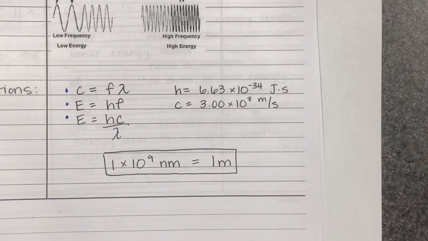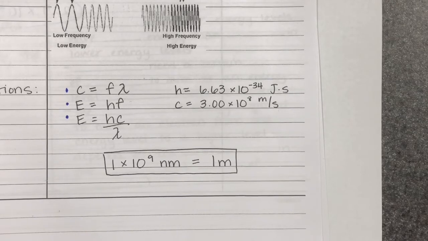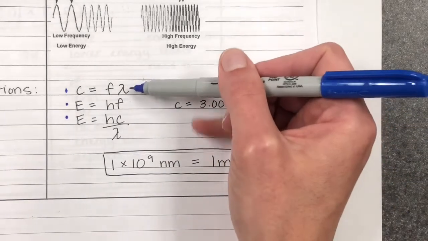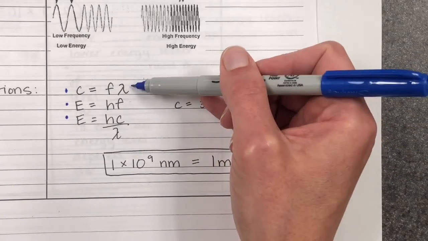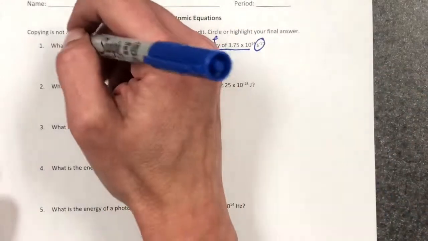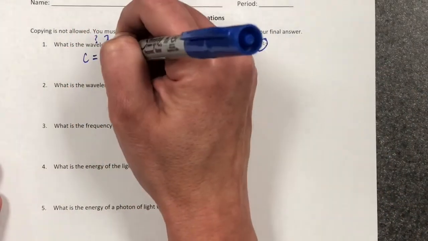Each of these equations has different variables in it, and we need to choose the equation that's appropriate for our problem. Since we were given frequency and wavelength, we have to choose the equation that has both of those variables in it. And the only equation that has both of those variables is the speed of light equation. So that's going to be the equation that we use to try to solve this problem.